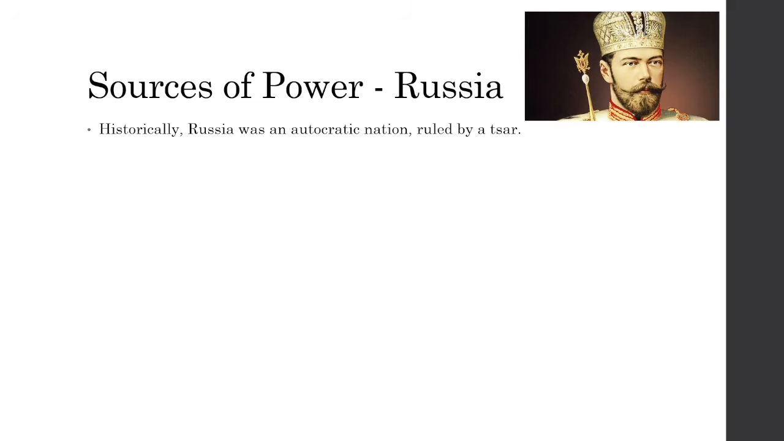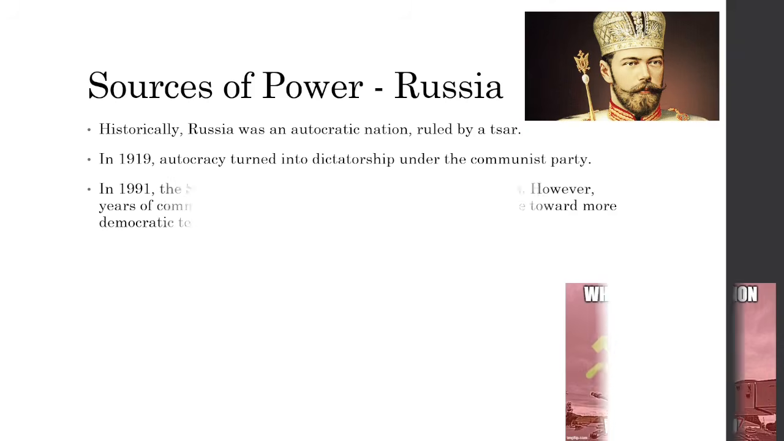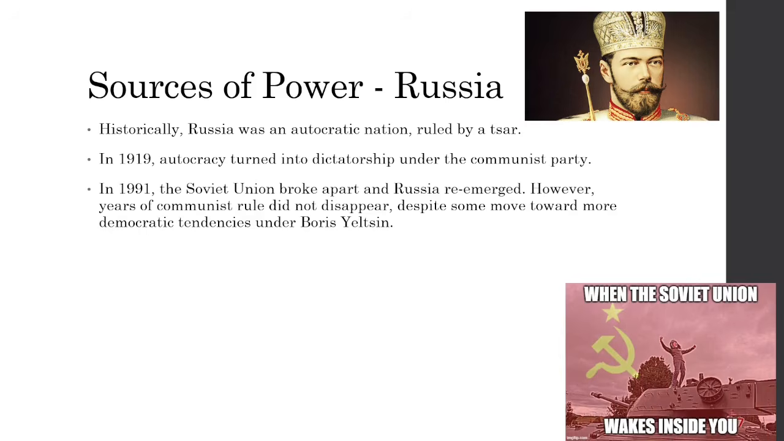And let's look at Russia. So historically, Russia was an autocratic nation ruled by a Tsar. That's no longer the case. In 1919, they turned into a dictatorship under the Communist Party, and that's where the Soviet Union kind of came about. So in 1991, the Soviet Union broke apart, and Russia reemerged as a sovereign nation.